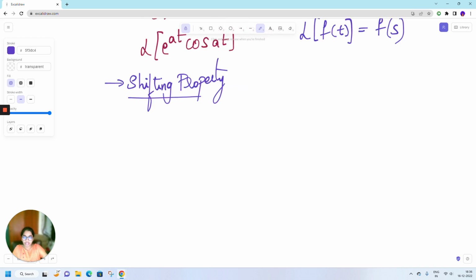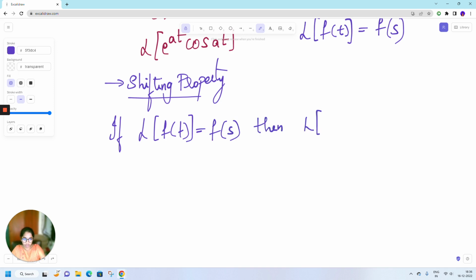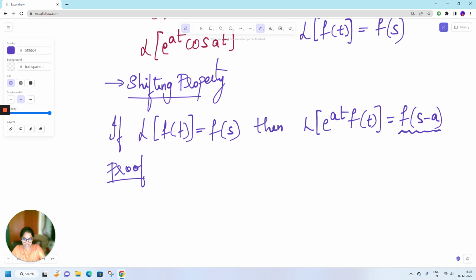Now, the shifting property states that if Laplace of f of t is equal to f of s, then Laplace of e power at f of t is equal to f of s minus a. What does this mean? Let me try to prove this. The proof would go something like this: let me take the RHS, that is f of s minus a.